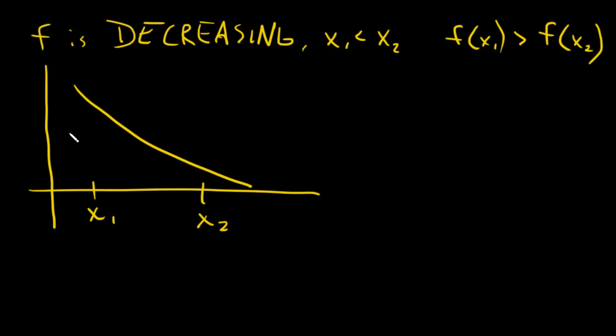It's going down when my f of x1 is greater than my f of x2. That makes sense. So that seems like very common sense to define something like that. Of course it's going down if the y values are going down, and of course it's going up if the y values are going up.